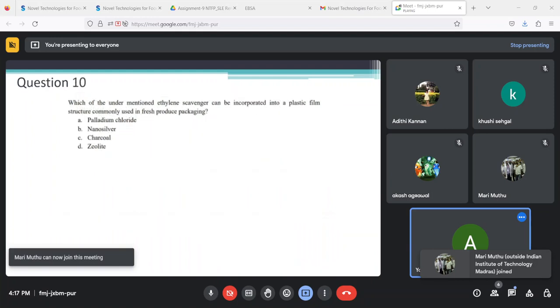Question 10. Which of the under mentioned ethylene scavengers can be incorporated into a plastic film structure commonly used in fresh produce packaging? So you have A, palladium chloride, B, nanosilver, C, charcoal and D, zeolite. Which of these is the correct answer?